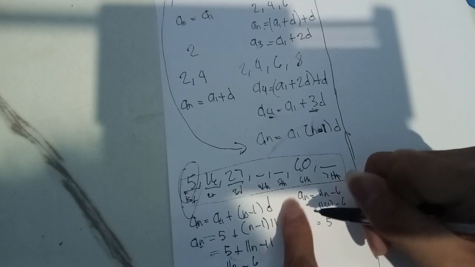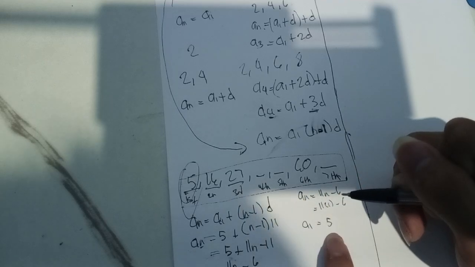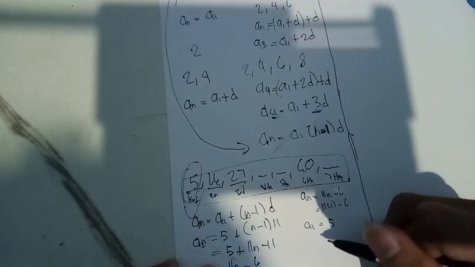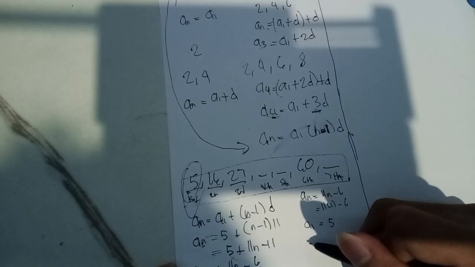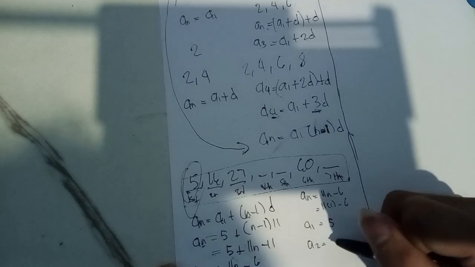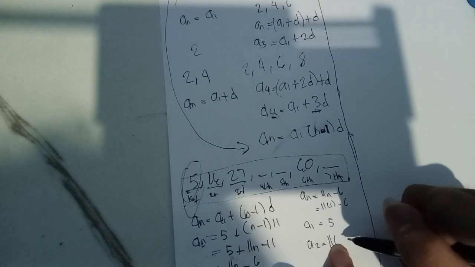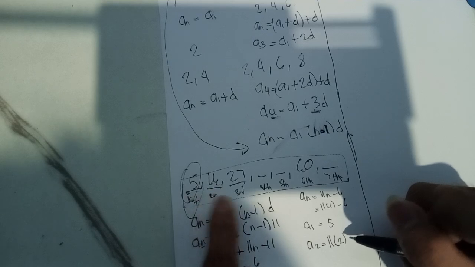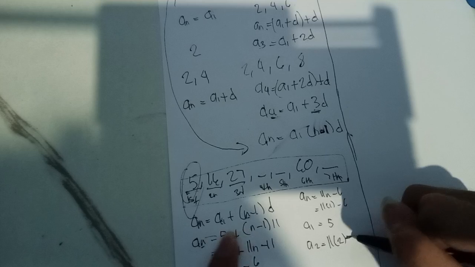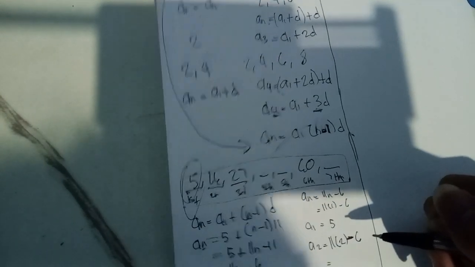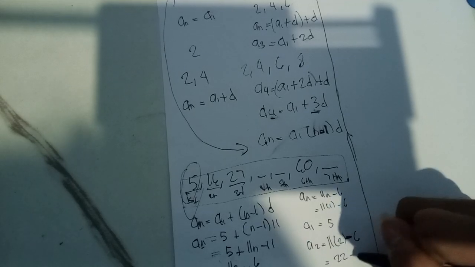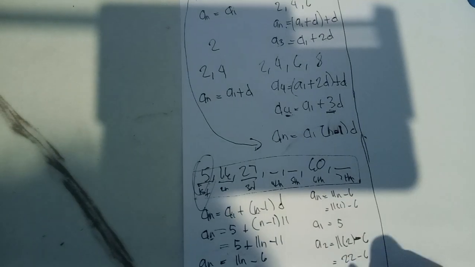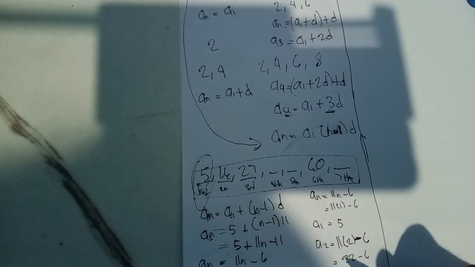So our a1 is 5. So let's try it on our second term. So we must find a2. 11 times n, which is 2, since we are out to find the second term, minus 6. Okay, so 11 times 2 is 22 minus 6, and 22 minus 6 is indeed 16, and this is true because our second term is 16.